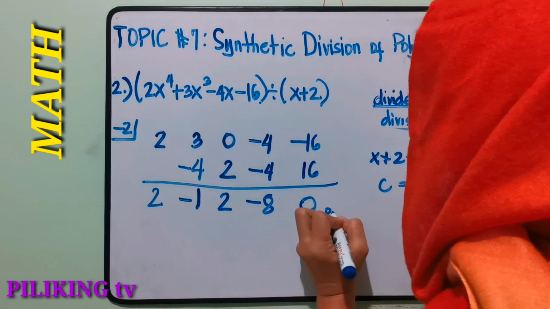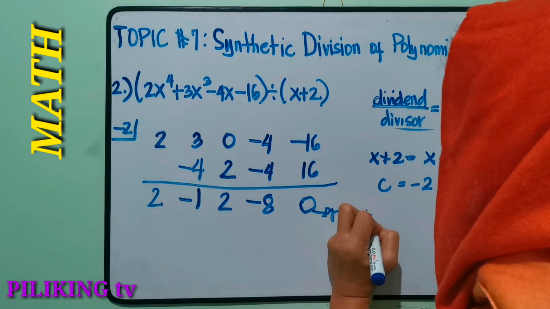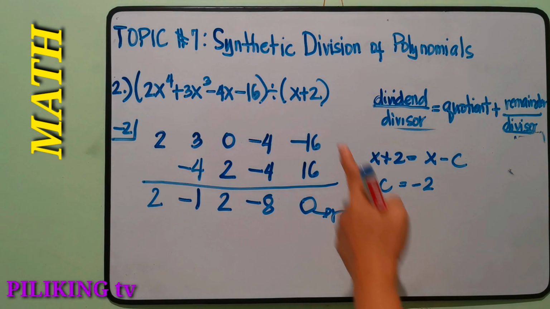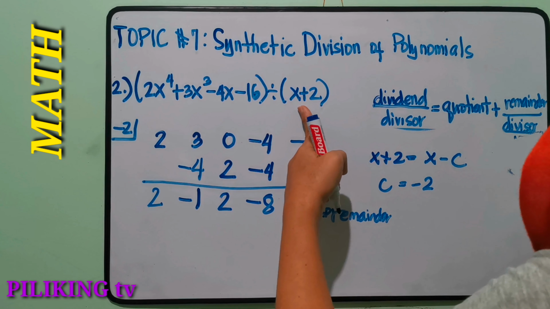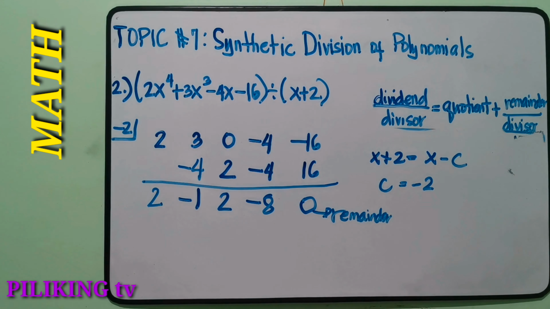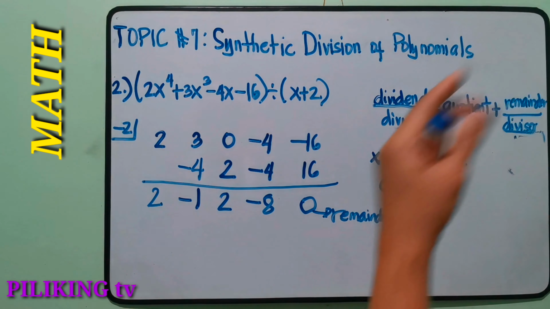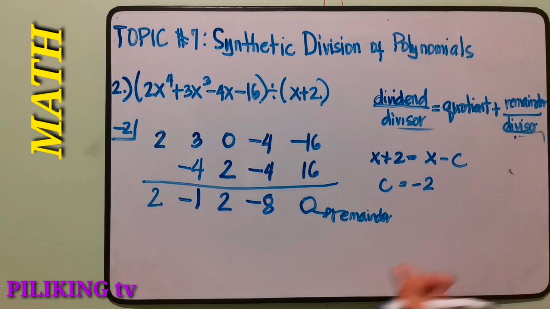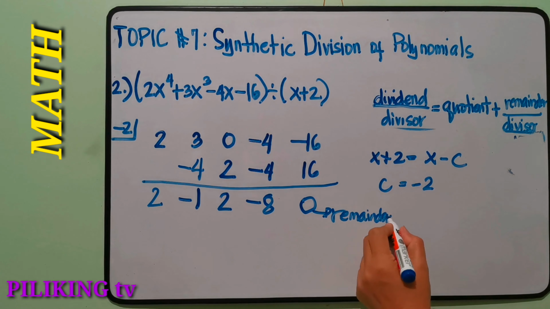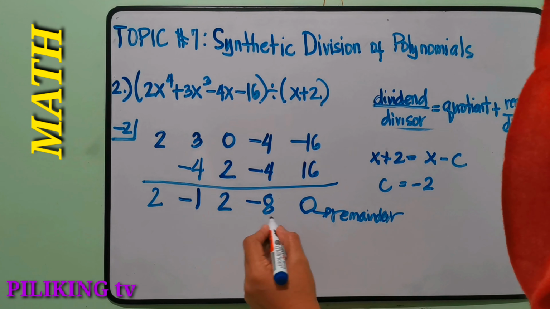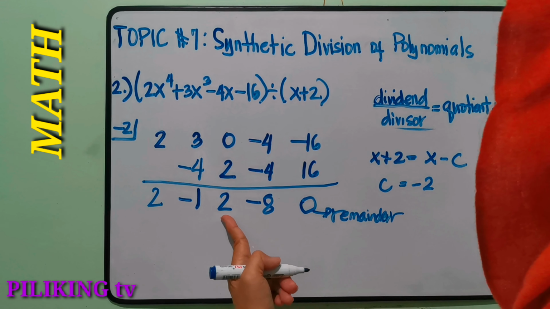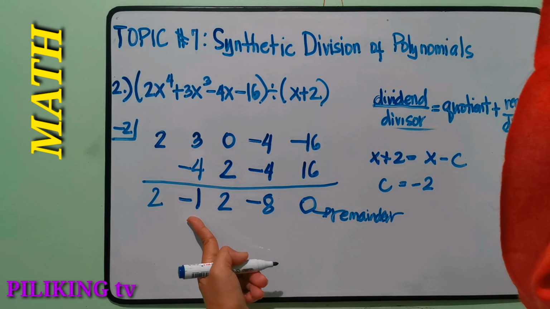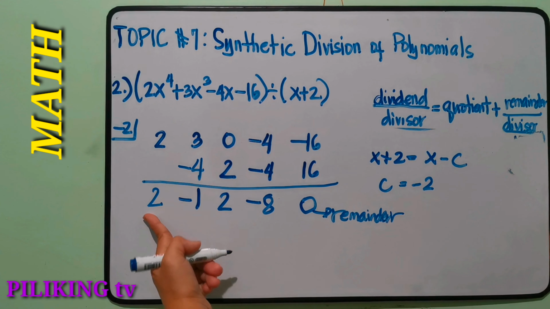So meaning to say the remainder is 0. If the remainder is 0, the divisor is one of the factors of the dividend. Remember the third row: it represents the numerical coefficients of the terms of the quotient. Since 0 is our remainder, negative 8 is our constant, 2 is the coefficient of x, negative 1 is the coefficient of x squared, and 2 is the coefficient of x cubed.